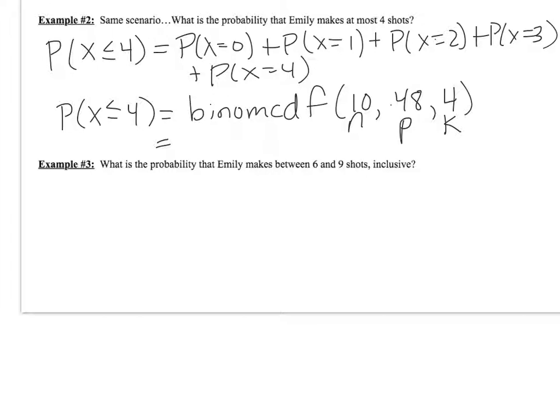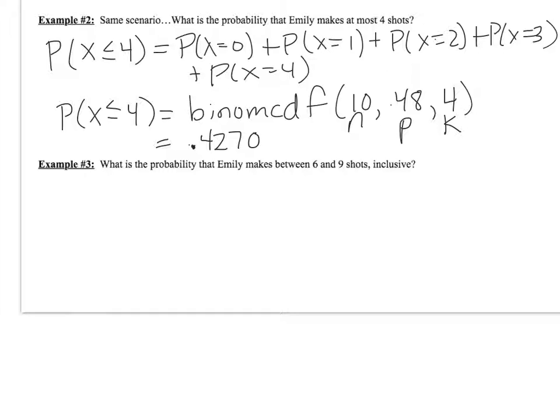Okay, sorry about that. So binom CDF is right underneath binom PDF, so it's option B in second bars. And again, putting in 10, 0.48, and 4 will generate the cumulative values for P of x equaling 0 all the way up to and including P of x equaling 4. So for this, you should get 0.4270. Now, if you wanted to, you could actually do the binom PDF of x equaling 0, binom PDF x equaling 1, 2, 3, and 4 individually, add all of those up, and it should equal the exact same value as the binom CDF up to and including 4.